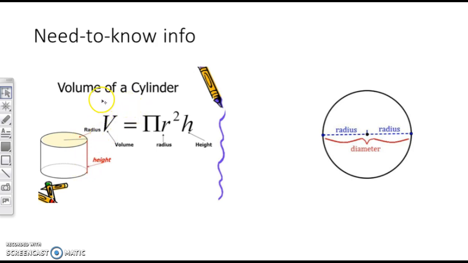Alright, the formula for volume of a cylinder is the volume equals pi times the radius squared times the height. And you also just need to remember, I know that you guys probably already know this, but if you're given a diameter, that's all the way across the circle, and the radius is halfway across the circle. Notice in our formula, we have to plug in the radius. There's no spot to plug in the diameter. So if we're given a diameter, we need to make sure that we divide it in half to figure out what the radius is. So that's our need to know info.